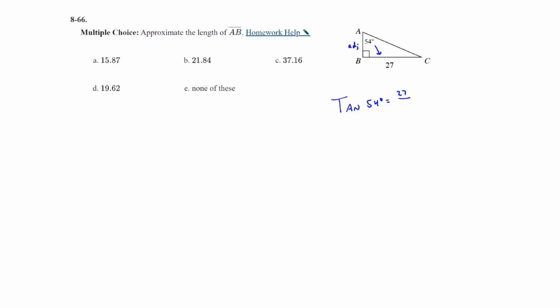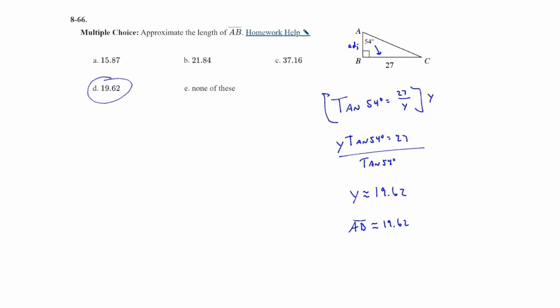Let me call this something besides AB. I'll just call it Y. And then we can multiply both sides by Y. That doesn't solve for Y just yet. It just gets the Y out of the denominator, and then you're going to have to divide by tangent of 54 degrees on both sides. So Y would be approximately, make sure when you plug in 27 divided by tangent of 54 degrees that your calculator's in degrees, 19.62 approximately would be the length for AB. And is that one of our choices? Yes, it is. Choice D.